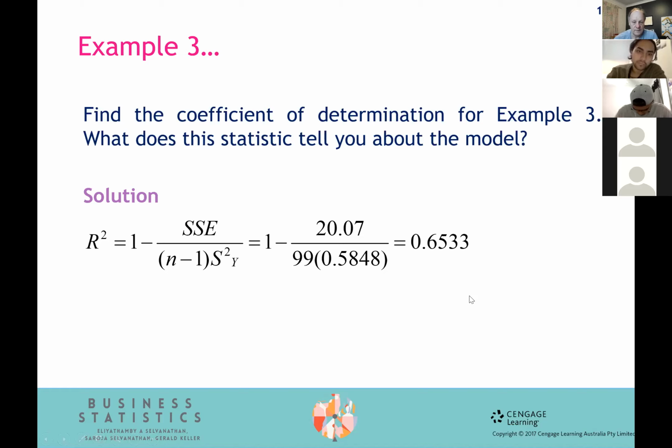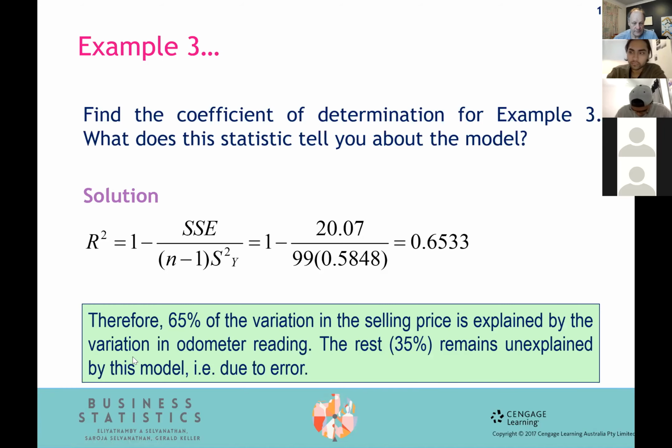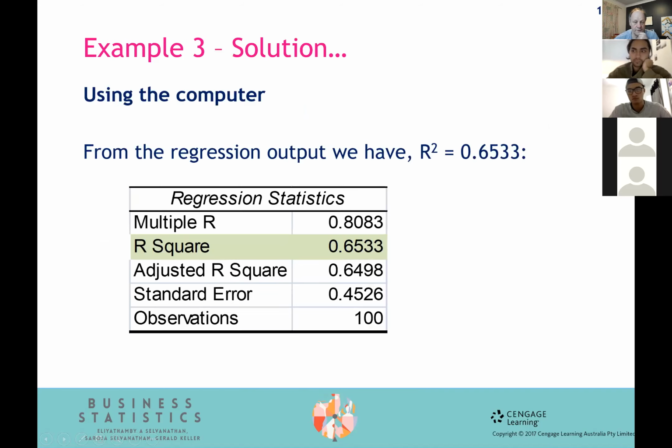Okay, I'm sure they're going to spell it out for us. Yeah, therefore 65% of the variation in the selling price is explained by the variation in the odometer read. Only 35% is explained by the model. How do I interpret that? 65% of the variation in the selling price is explained by the odometer, and only 35% is not explained by it. Do you understand that? Yeah. It's pretty cool, I think.